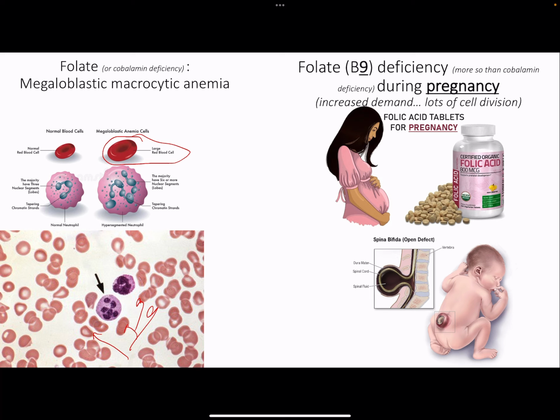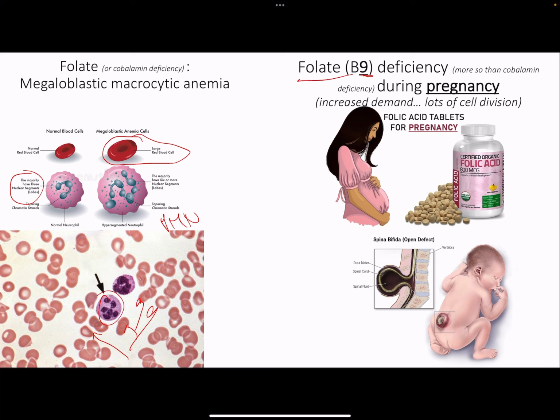You also get these hypersegmented neutrophils. There should really be just 3 lobes for the nuclear segments, but here you have like 6 or more. Sometimes these are called PMNs, polymorphonuclear segments. I just screwed that up, but PMN is just another fancy name. We see this right here.